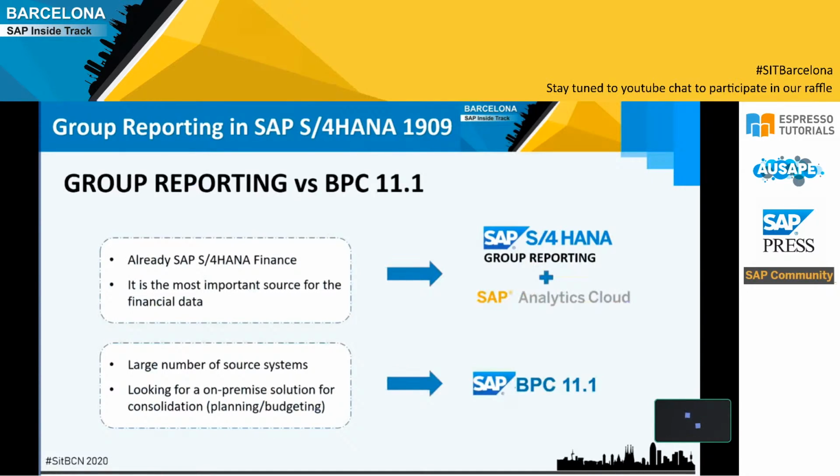So that's a common question since SAP has released the version of BPC 11: in which cases is it recommended to use Group Reporting and in which cases BPC? It depends on how many instances there are for the finance companies in S/4HANA. If most of the companies run S/4HANA for finance, and it's the most important source of finance, we recommend implementing S/4HANA Group Reporting, and if possible, enhancing it with SAP Analytics Cloud for reports. But if there is a large number of different systems and it's preferred to have just an on-premise solution, it would be recommended to use SAP BPC 11.